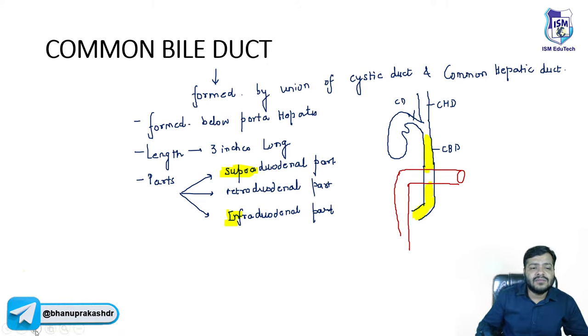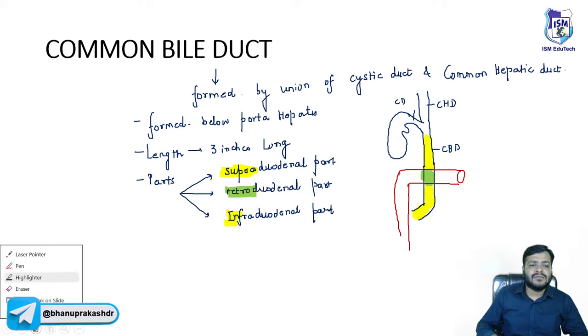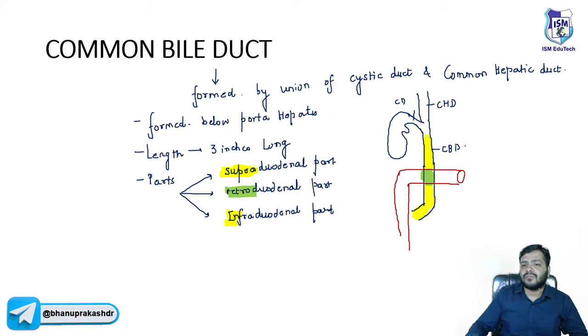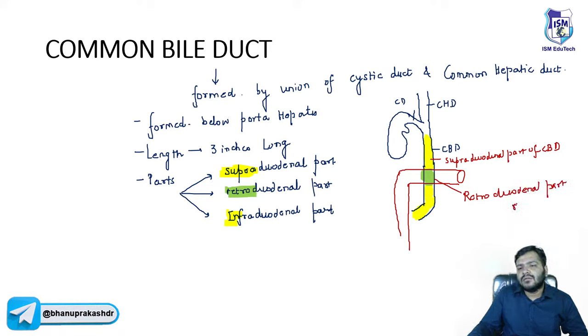And one which is behind the duodenum, again, beta, it is the retro. Retro ka matlab kya hota hai? Behind the duodenum. So we have three parts. We have the supraduodenal part of common bile duct, the retroduodenal part of common bile duct, and the infraduodenal part of common bile duct.